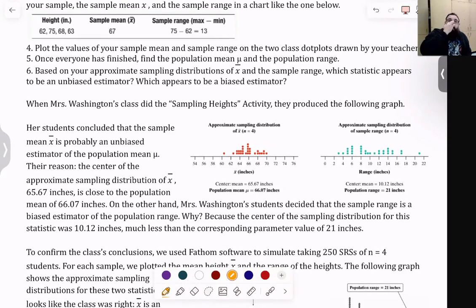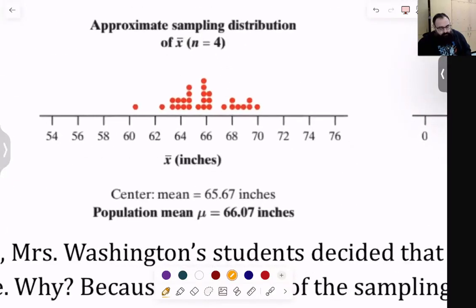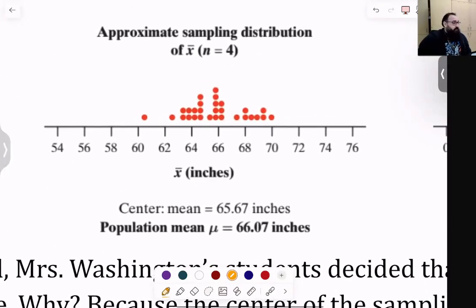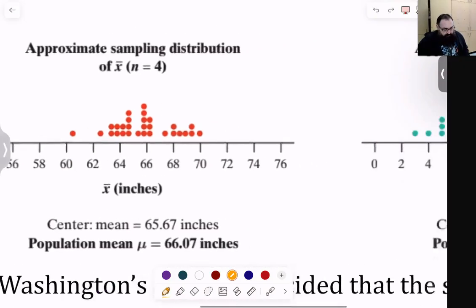So when Mrs. Washington's class did the activity, this is what they got. This was the sampling distribution of x bar. All the kids went to the board and wrote down their x bars, and so that's the center of that graph. But then they actually got everybody's height and got the actual population mean, and they got this number. Would you say that those numbers are pretty close to each other? Absolutely. So would you say that x bar is a good estimator for mu? Yes.